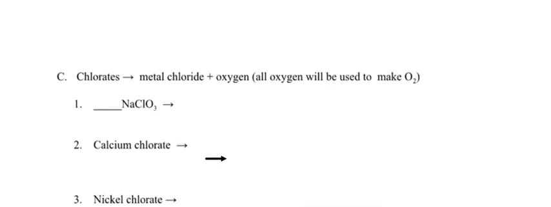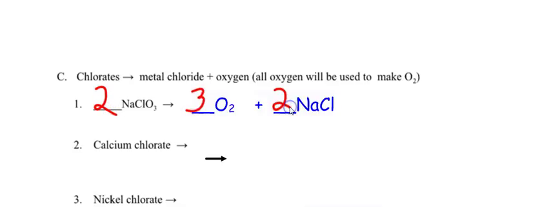So all oxygens are going to be used up to make O2. You'll have no oxygens left over. So what is going to be left over is the metal chloride. When I do these, I always do the oxygens first. So let's go ahead and put oxygen here. And what else is going to be left over is your sodium chloride. Go ahead and balance this. You're going to notice that you're going to have to put, I think, a 2 here, a 3 here, and a 2 here. And it all works out beautifully.